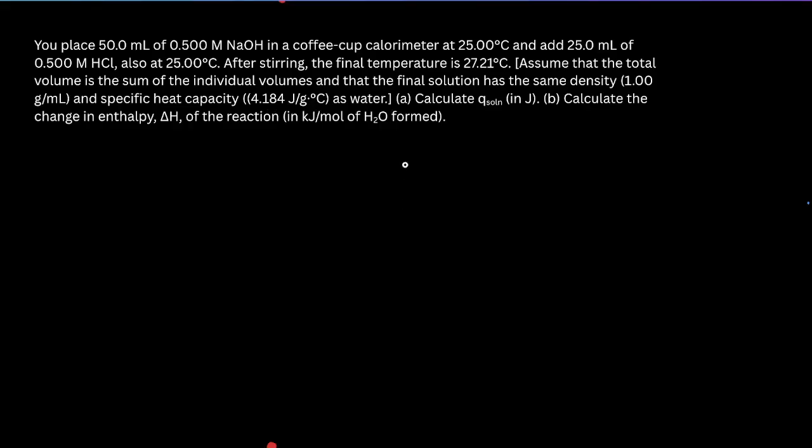And so we're going to have to find two things in this problem. Firstly, we're going to calculate the heat of solution. Remember, this Q means heat, and we have a subscript SOLN, solution. So we're trying to find the heat of solution in joules. And secondly, calculate the change in enthalpy, that delta H. Delta refers to change, and H is our symbol for enthalpy. We're trying to find this change in enthalpy of the reaction in units of kilojoules per mole of the water formed.